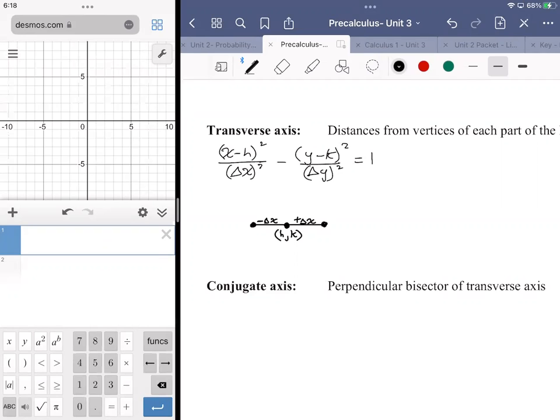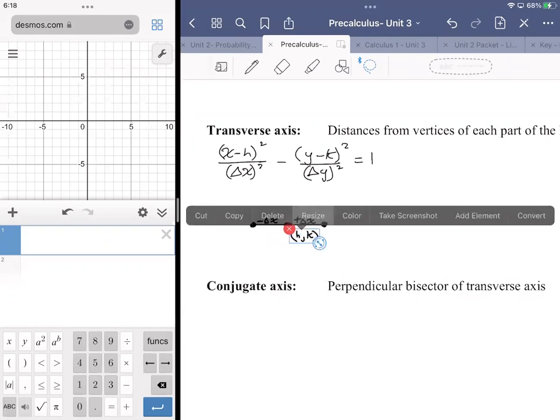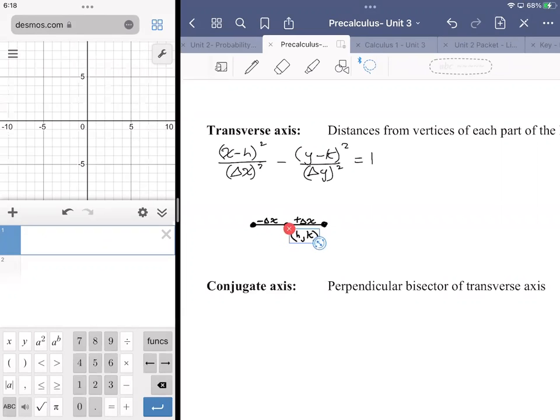Now, from our center (h, k), you could also go up and down. Let me resize this. Actually, I can't resize this, I'm just going to shift it over a little bit. You could also go up and down. That up and down movement is delta y. So I'll do that in a different color. Going upward is a positive movement. Going downward is a negative movement.